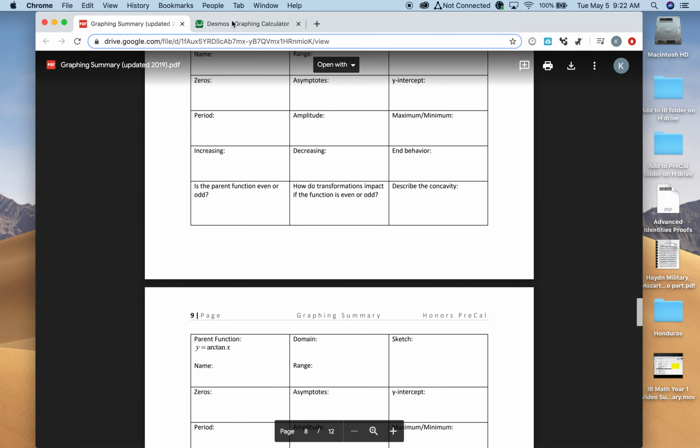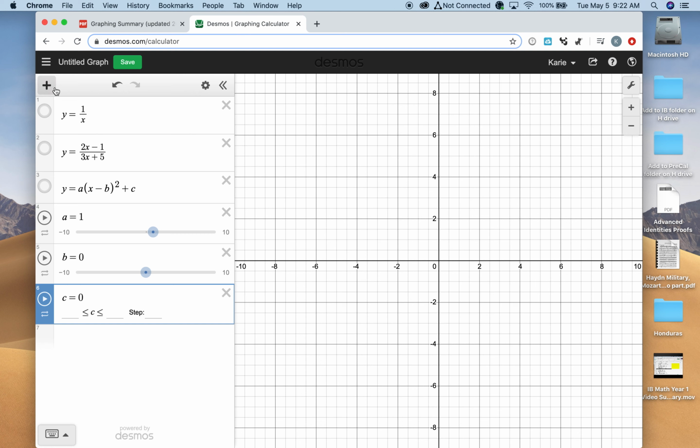Couple thoughts I want to show you here on Desmos. When we talk about the rational function, the 1 over x, we talk about its concavity. This right here is concave up. This down here is concave down. Do you remember how we're up like a cup and down like a frown?